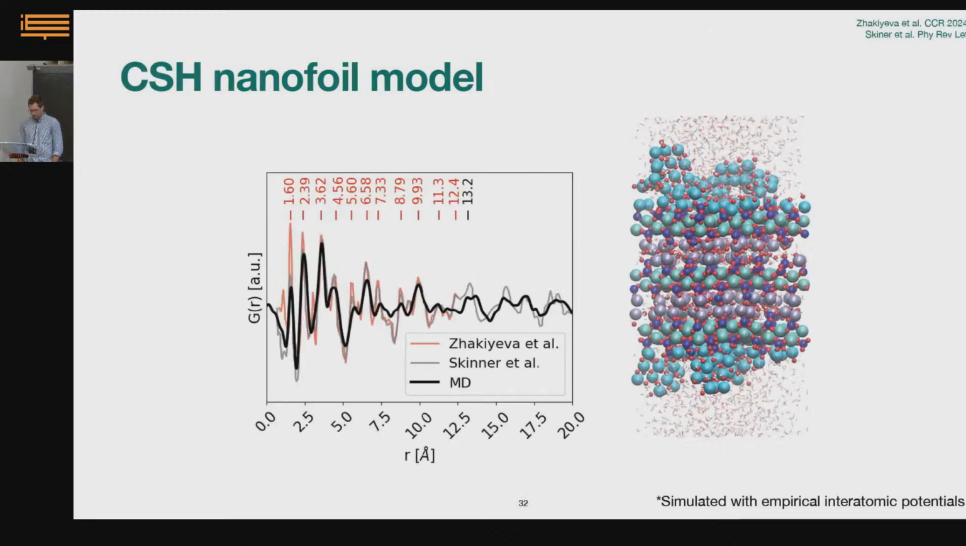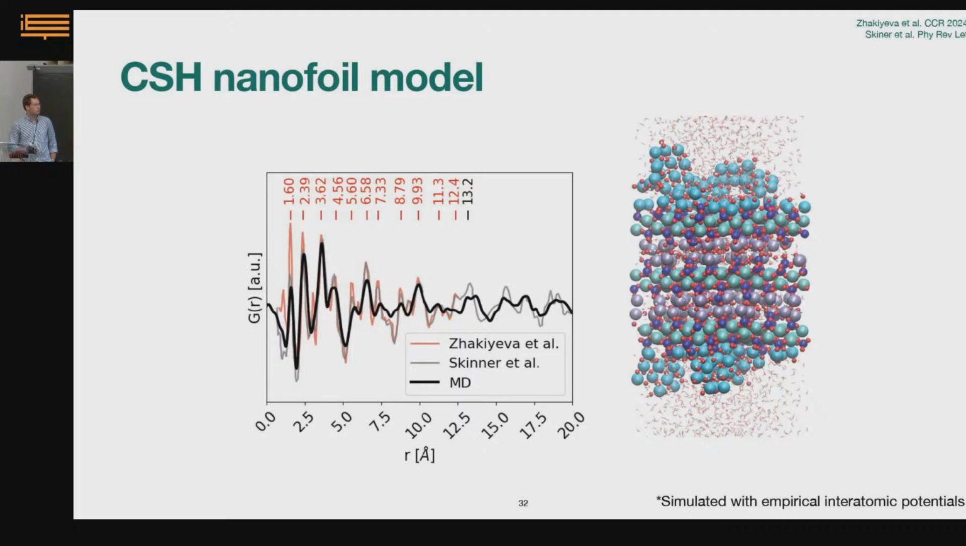So with all of this, that's currently our latest nanofoil model. So that's the 3-layer. I colored the different calciums differently. So here in green, you have the main layer calciums, in violet, I guess, the interlayer calciums, and in blue you have the surface calciums, and that's our 1.77.